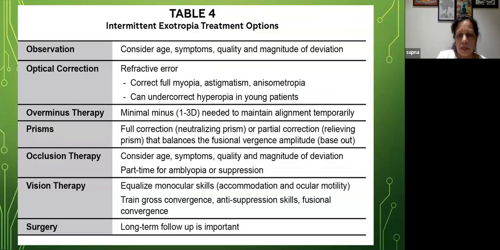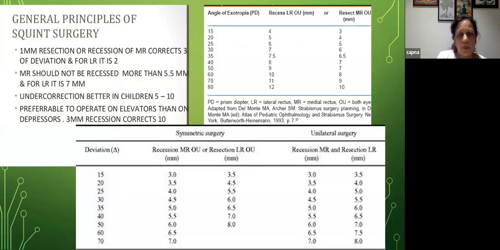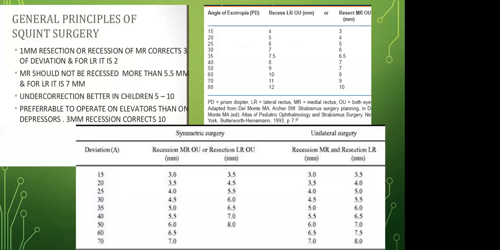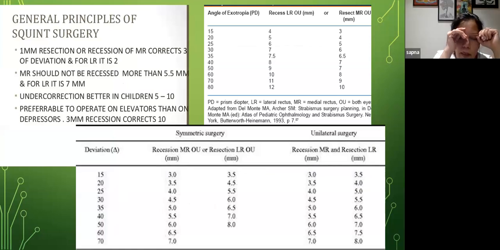So Ma'am, does every intermittent squint require surgery later on? See, there are a couple of factors when we talk about the intermittent squint. First, how frequent it is and what angle of deviation it is.